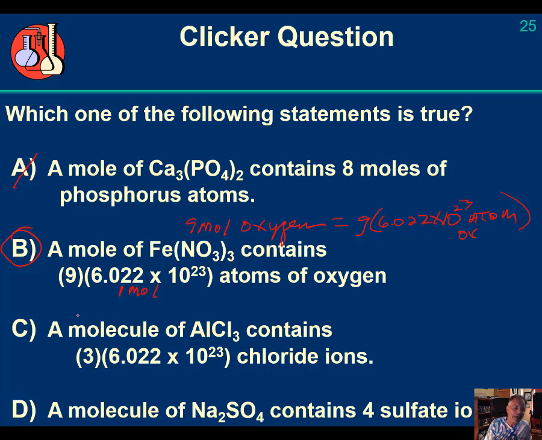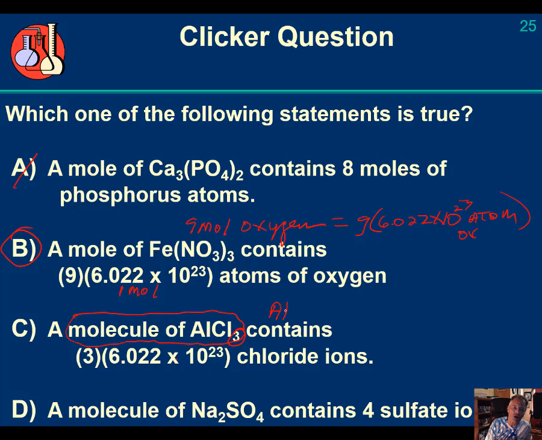Let's take a look at this. If it says molecule, it's referring to 1 unit of this stuff. Now, if it's 1 unit of this stuff, a molecule, and this is aluminum chloride, contains 3 times Avogadro's number. Well, if it's just a single unit, you don't have Avogadro's number of chloride ions. You just have 3 chloride ions.